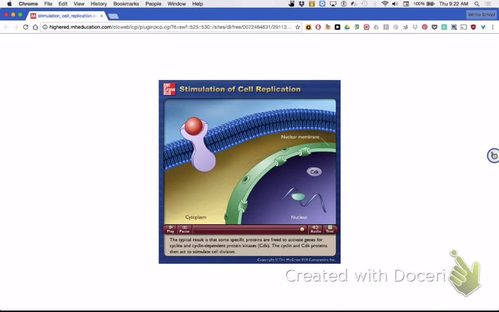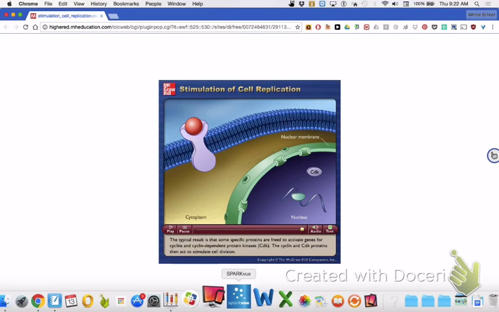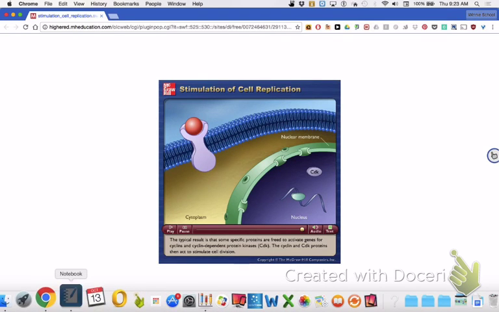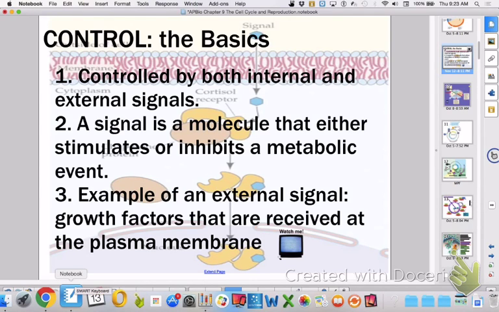Now this enzyme is obviously dependent on what? Cyclin. So as the cyclin level rises, it will trigger this enzyme to do what its job is, and that's to stimulate the cell cycle. These are all points of control along the way where you can either stimulate that cell or inhibit that cell. And you're going to be reading about that too in your highly suggested reading and thinking. Okay? So on your notes, your example, I just put growth factors.